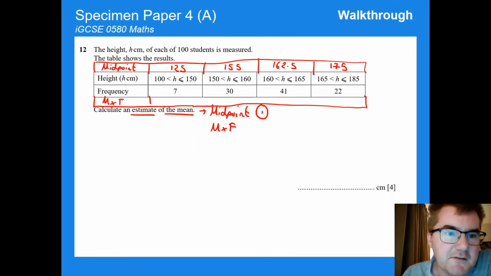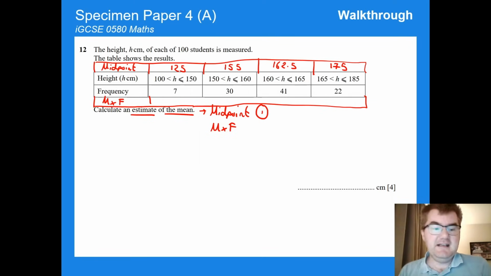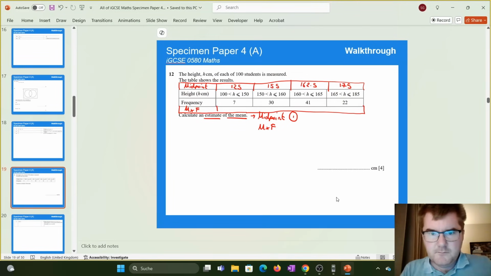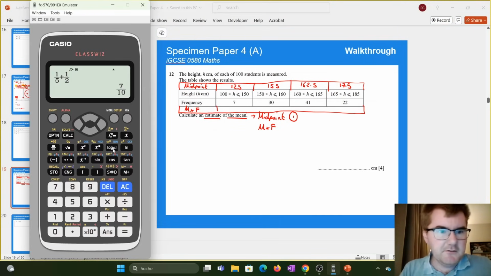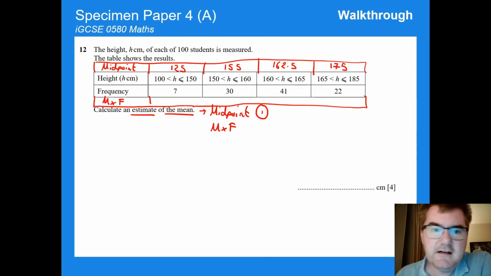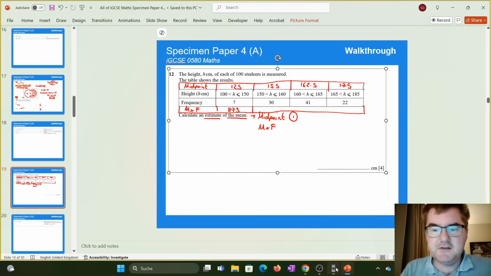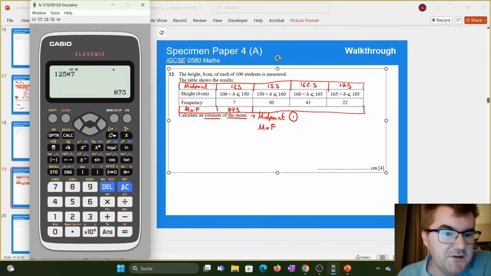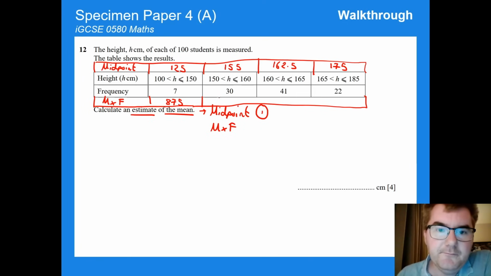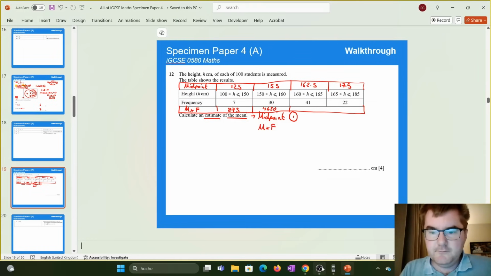So midpoint times frequency. Now this is where your calculator is very useful. So let's get our calculator out to do a lot of the heavy lifting. 125 times 7, that's equal to 875. I wouldn't be surprised if you skip the next part of the video for the next minute or so, but this is the process you go through if you want to recap. So 155 times 30, 4,650.